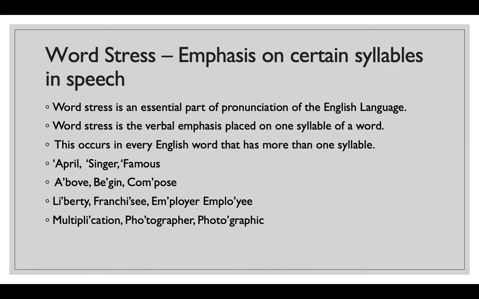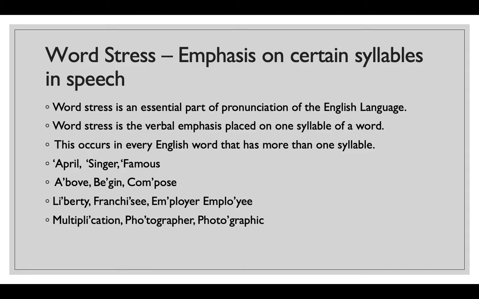Employee. See, employee. അവിടെ ലാസ്റ്റ് സിലബിളിലാണ് സ്ട്രെസ് വരുന്നത്. എംപ്ലോയർ. അവിടെ സെക്കൻഡ് സിലബിൾ. എംപ്ലോയർ. Second syllable. Employer. I don't say employer. I say employer. Whereas the third one is employee. I don't say employee. I say employee. Last syllable. Similarly, multiplication, photographer, photographic.